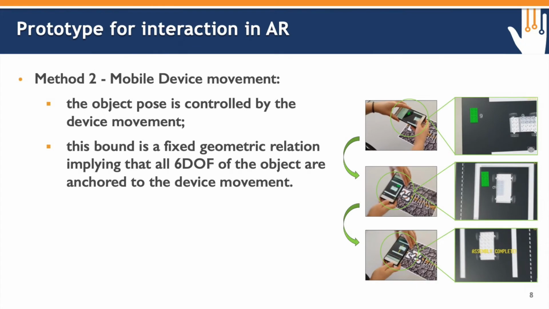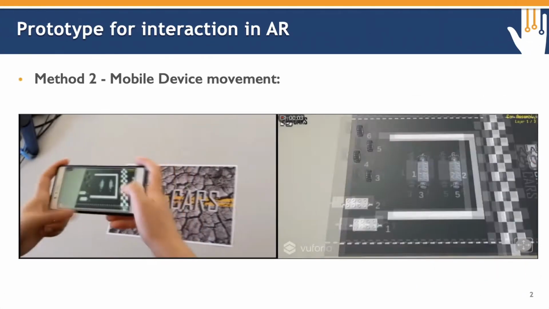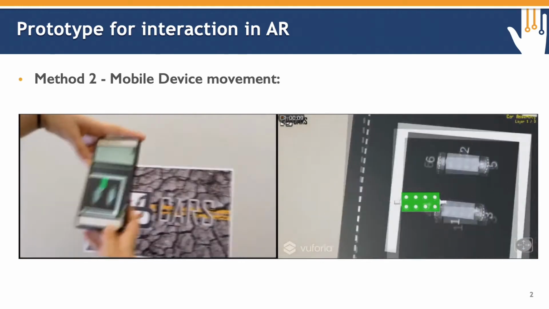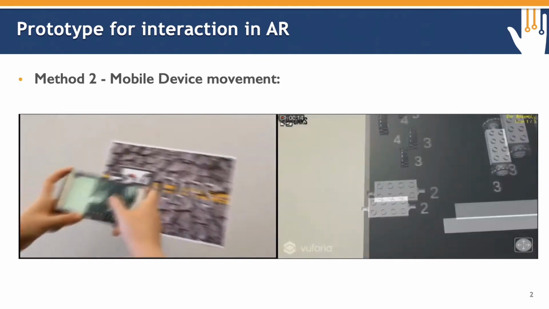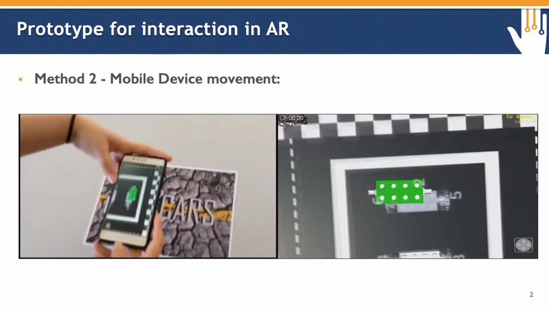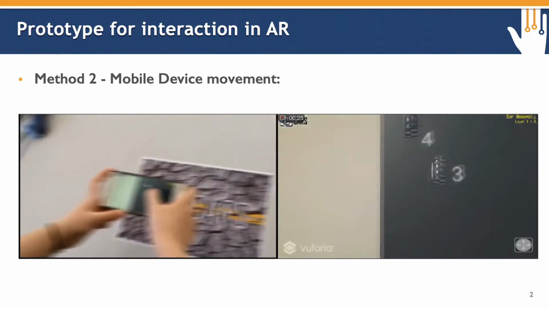Method 2 explores mobile device movement. The object pose is controlled by the movement of the mobile device. This bond is a fixed geometric relation, implying that all 6 degrees of freedom of the object are anchored to the device movement.